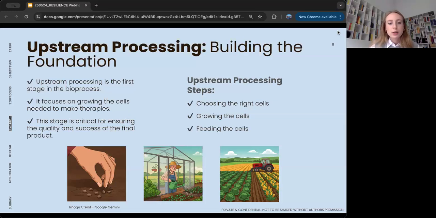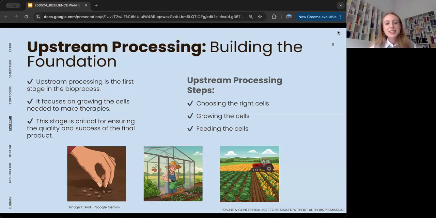So once we've selected our cell type, these cells are placed into bioreactors, which are essentially large controlled tanks, which are designed specifically to provide the perfect environment for cells to grow and multiply efficiently. After that, we feed the cells. So to keep the cells healthy and productive, they require the right nutrients, essentially food, oxygen, and a lot of other factors that are continuously supplied and carefully monitored throughout the growth phase.